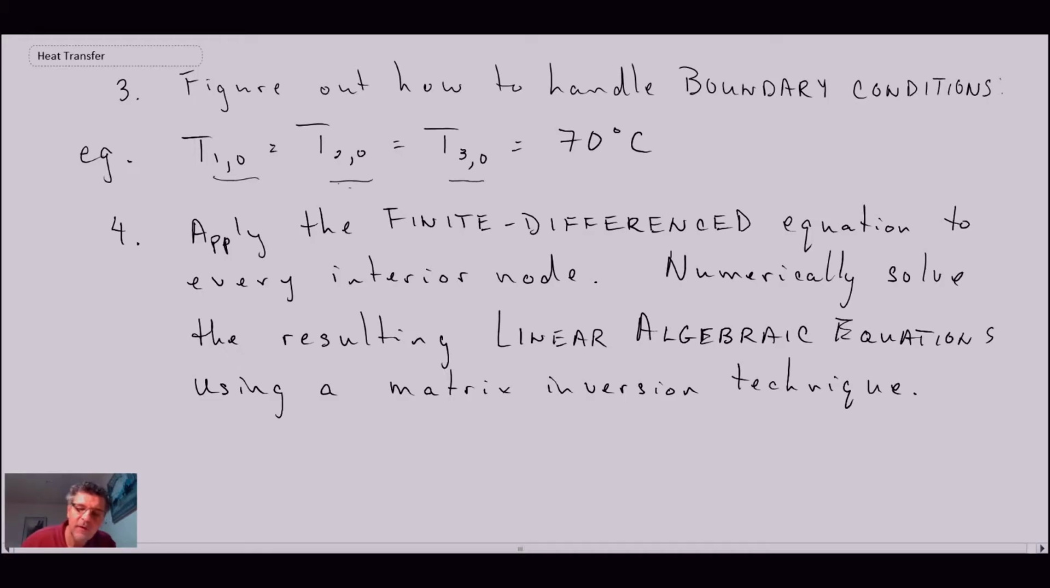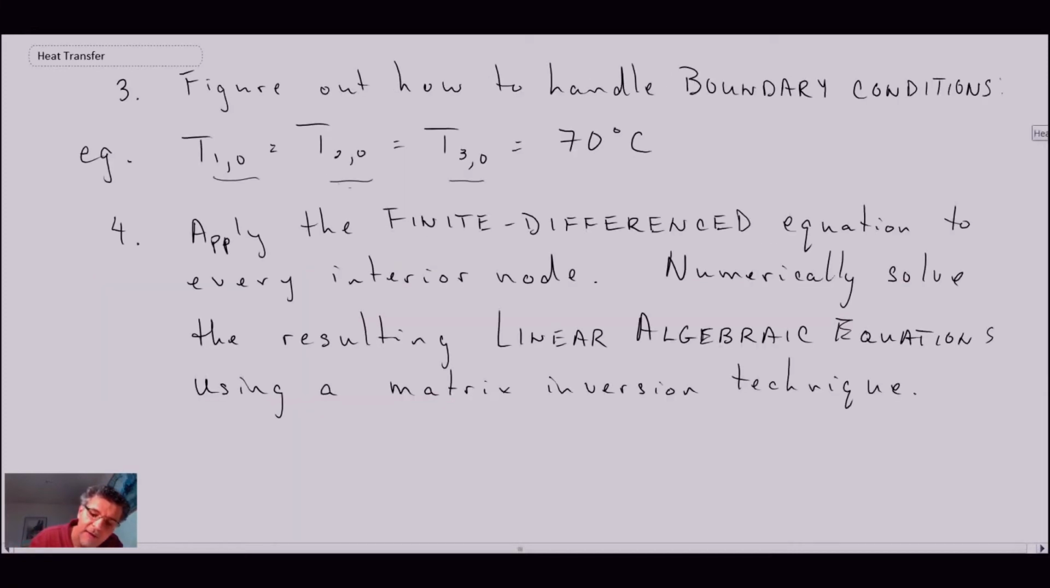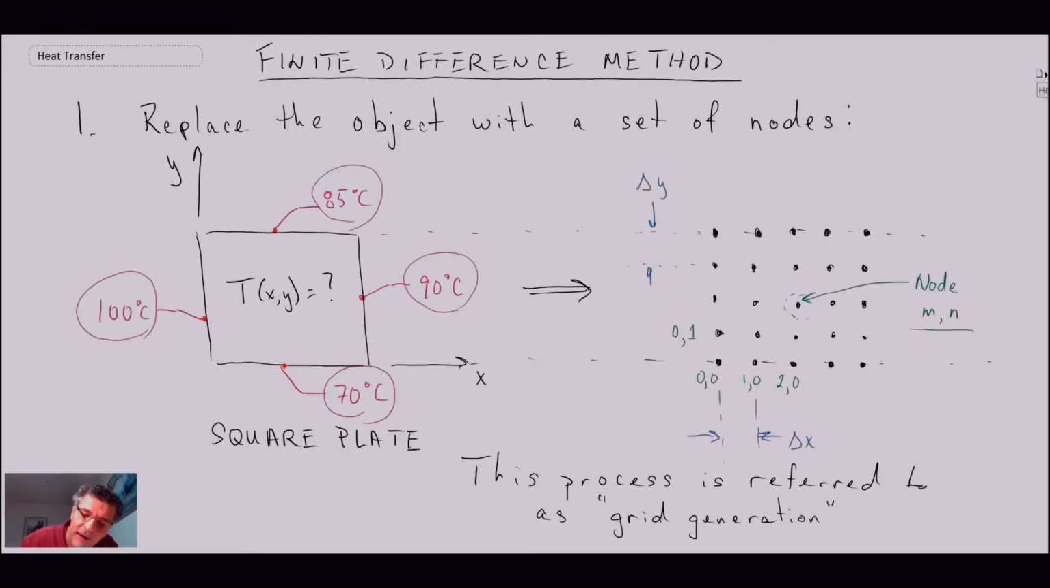So what you do is you apply the finite difference equation, the one that we came up with here. So this is the finite difference equation, the finite difference form of our mathematical physics equation. You apply that to every interior node. So looking back at our grid, that would be all of the interior node locations. You apply the finite difference equation. The external surfaces have all had the boundary conditions applied there.